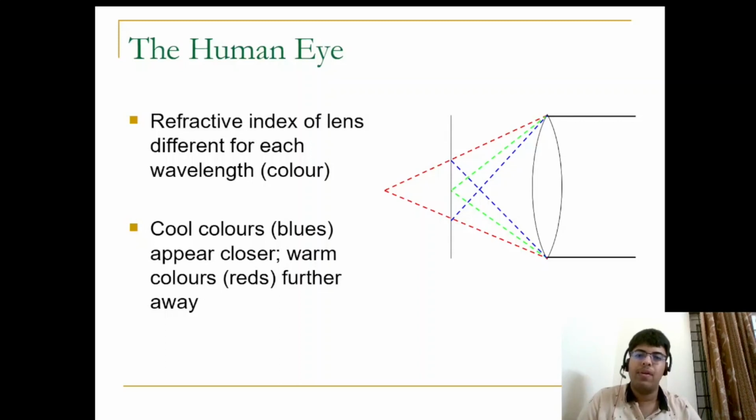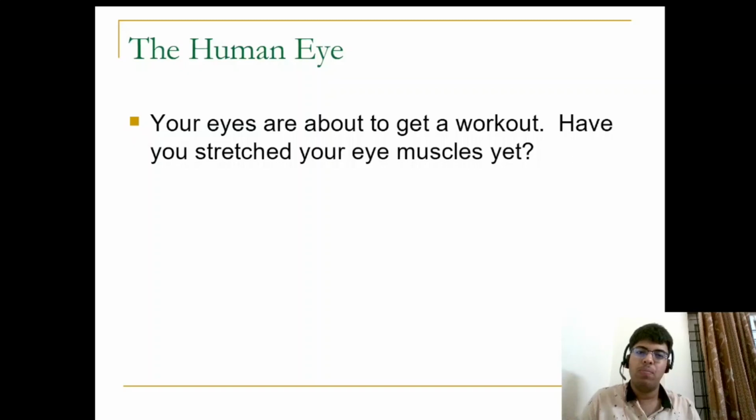The refractive index of our lenses, meaning both the lenses, is different for each wavelength. Wavelength in the sense of colors, as we see cool colors such as blue which appear very close to us, whereas we see warm colors such as red very far away from us. This is very familiar in a traffic jam when you try to see the red light. You say, oh my god, it's such a long traffic, it's so far away, right? That's not the case.